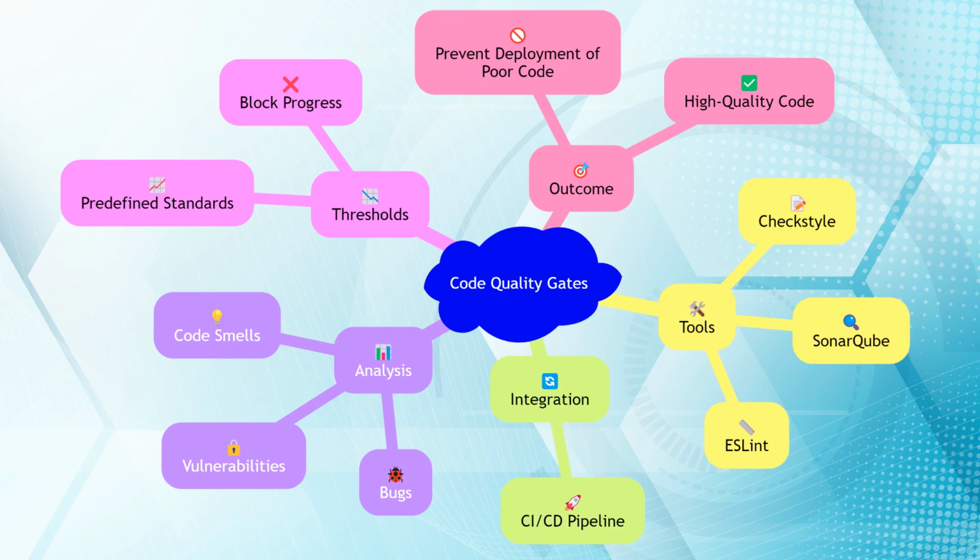Implementing code quality gates involves integrating tools like SonarQube, ESLint, or CheckStyle into the CI/CD pipeline. These tools analyze the code for issues such as code smells, bugs, and vulnerabilities. The results are then compared against predefined thresholds. If the code fails to meet these thresholds, it is blocked from progressing further in the pipeline, ensuring only high-quality code is deployed.